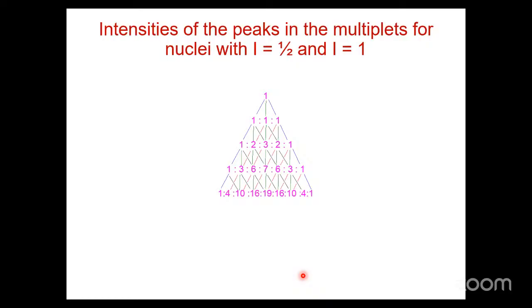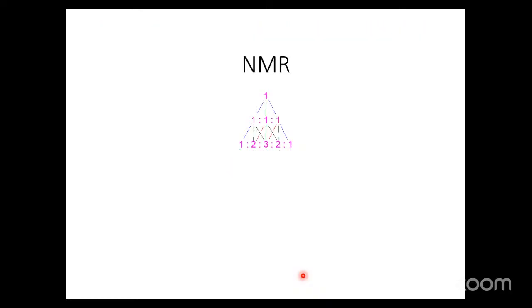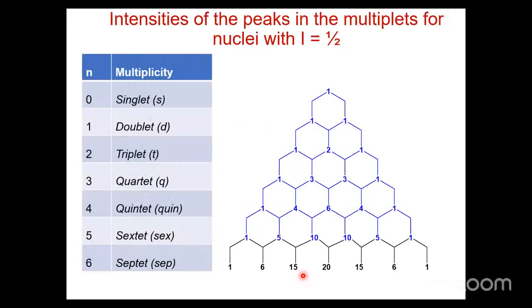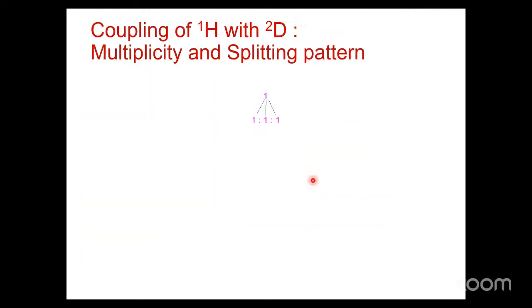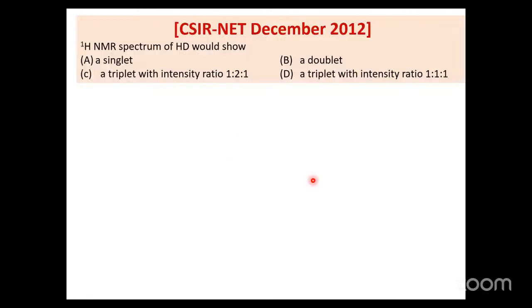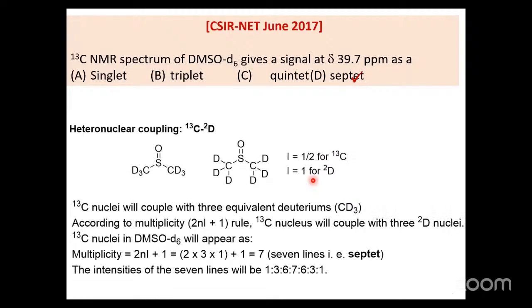This is another Pascal triangle than this one. This one is different. You can easily get this Pascal triangle by having this value. One you have to drag over here. From this 1 and 1, you will get the middle values. Similarly, for 1 plus 2, you will get this. But this is a little bit different. So you try to remember both the Pascal triangles and get the intensities of the multiplet.